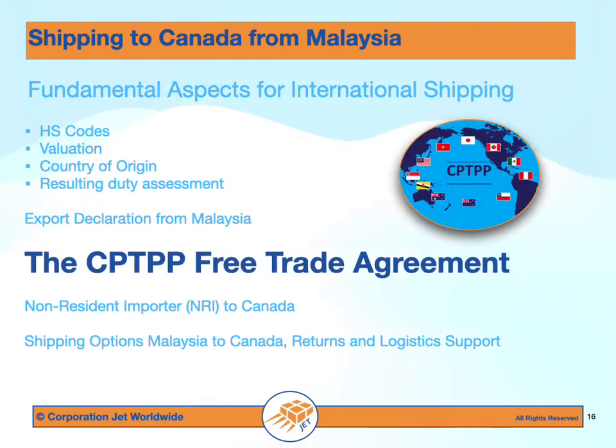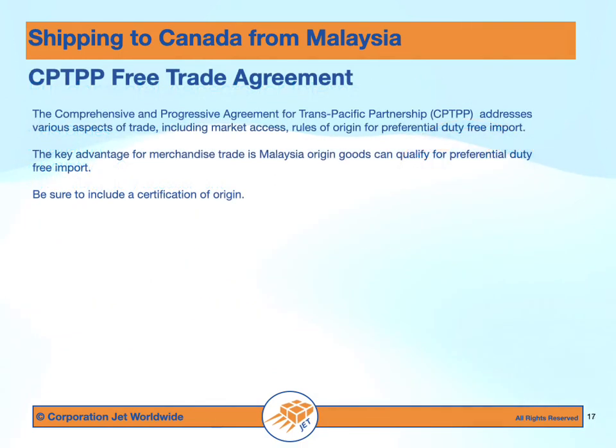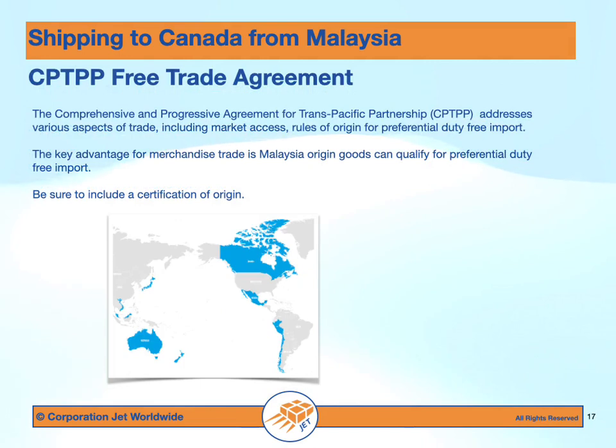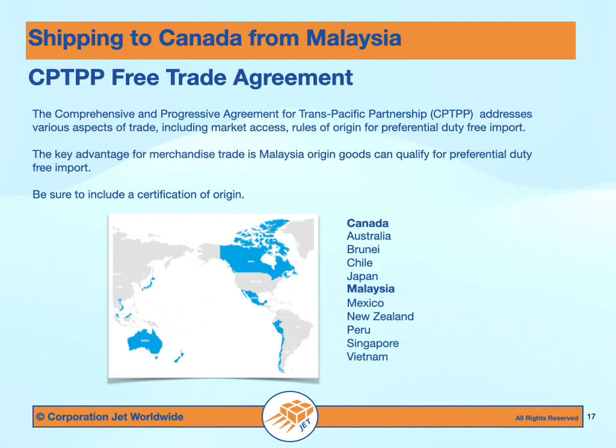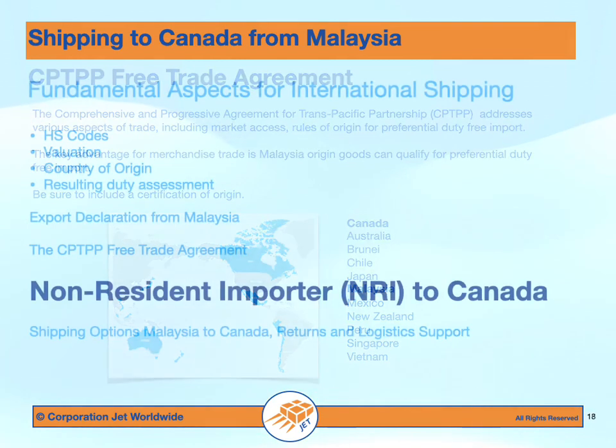The CPTPP Free Trade Agreement. The Comprehensive and Progressive Agreement for Trans-Pacific Partnership, or CPTPP, is a free trade agreement between 11 countries, including Canada and Malaysia. The key advantage for merchandise or goods is that Malaysian origin goods can qualify for preferential duty-free import to Canada, and vice versa. Be sure to include a certification of origin if you're requesting preferential duty-free import via this free trade agreement.